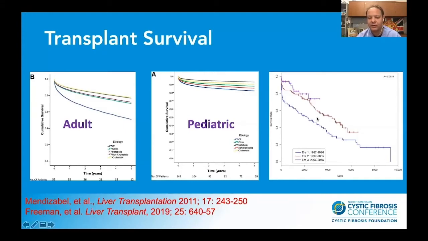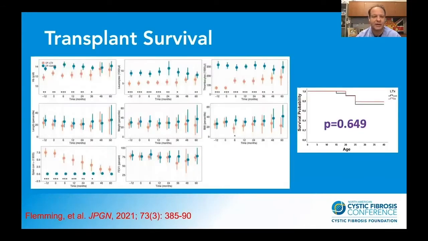We also showed in one of our reviews of UNOS data that as we get closer to our new eras in medicine, we do see survival continue to improve. Possibly that is due to our improvement in CF care, but more likely improvements in transplant care.